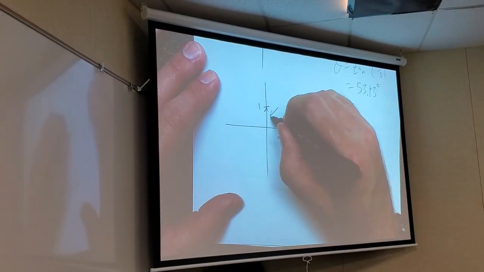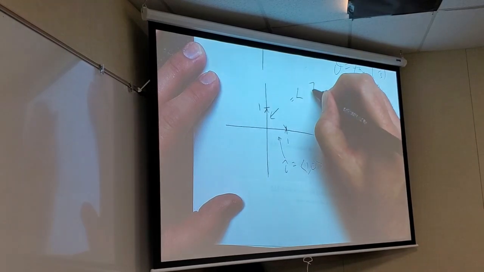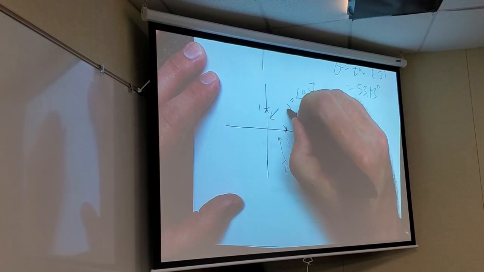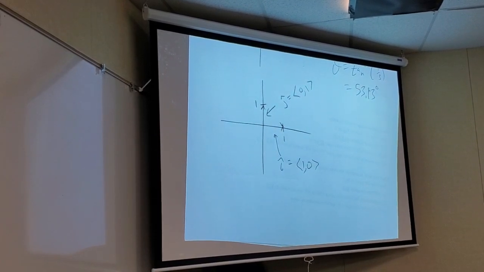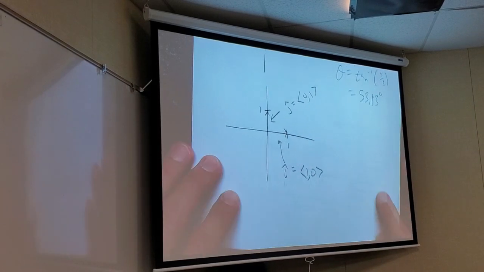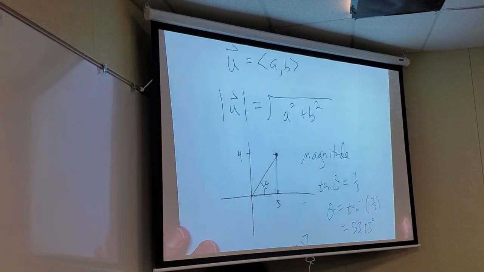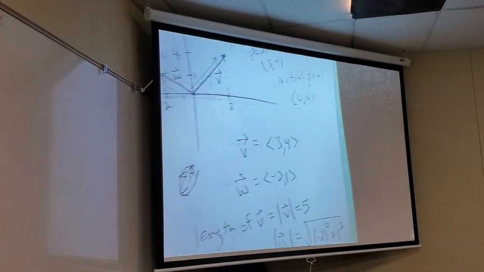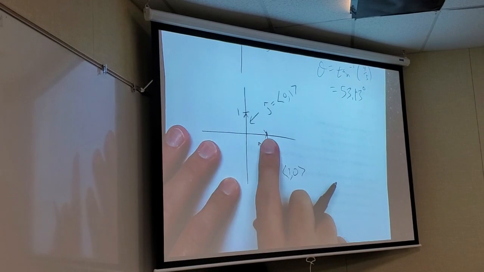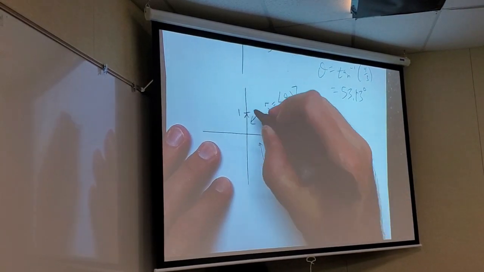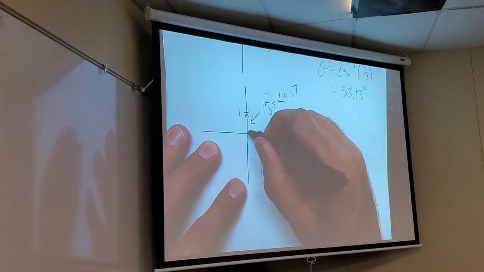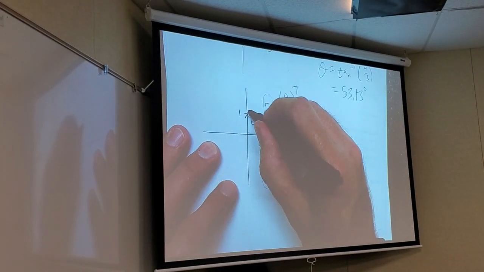What about this guy? That one's 0, 1. I'm going to call that J hat. For the other examples that we were given, we only had one, like we had 4, 3. Yeah, totally. We had 4, 3 because that's the point that it's pointing to. What's the terminal point of this vector? 1, 0. So that's its name. These are just the basic building blocks.